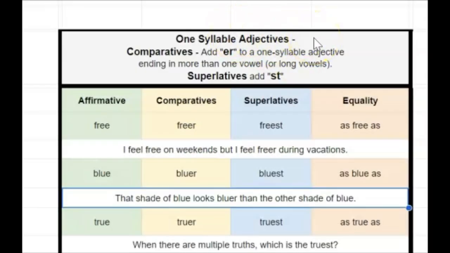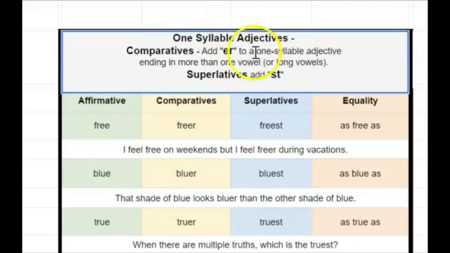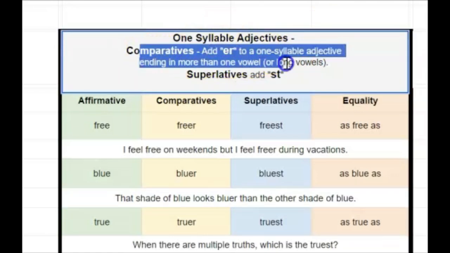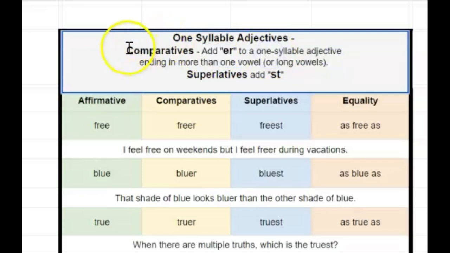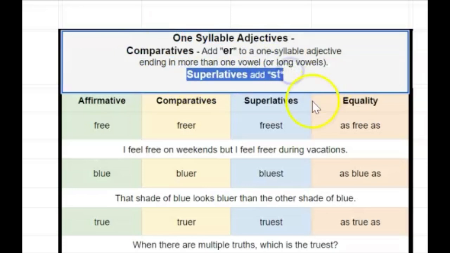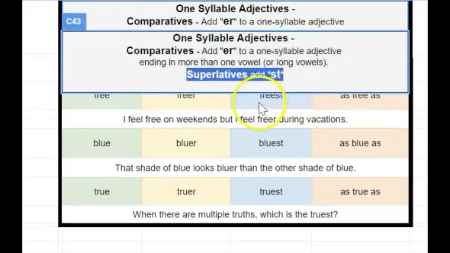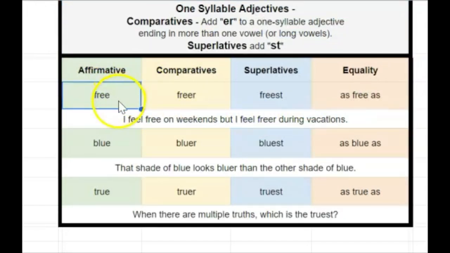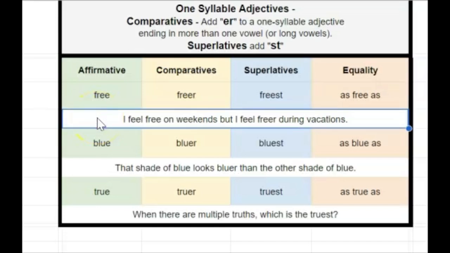Now let's look at one-syllable adjectives ending in more than one vowel. With comparatives, we're going to add the letters ER, and with superlatives, we're going to add the letters ST. The first example is the adjective free. It has two vowels here, two letter E's. The comparative is freer, superlative is freest, and the equality is as free as. With the example, you can see, I feel free on weekends, but I feel freer during vacations.